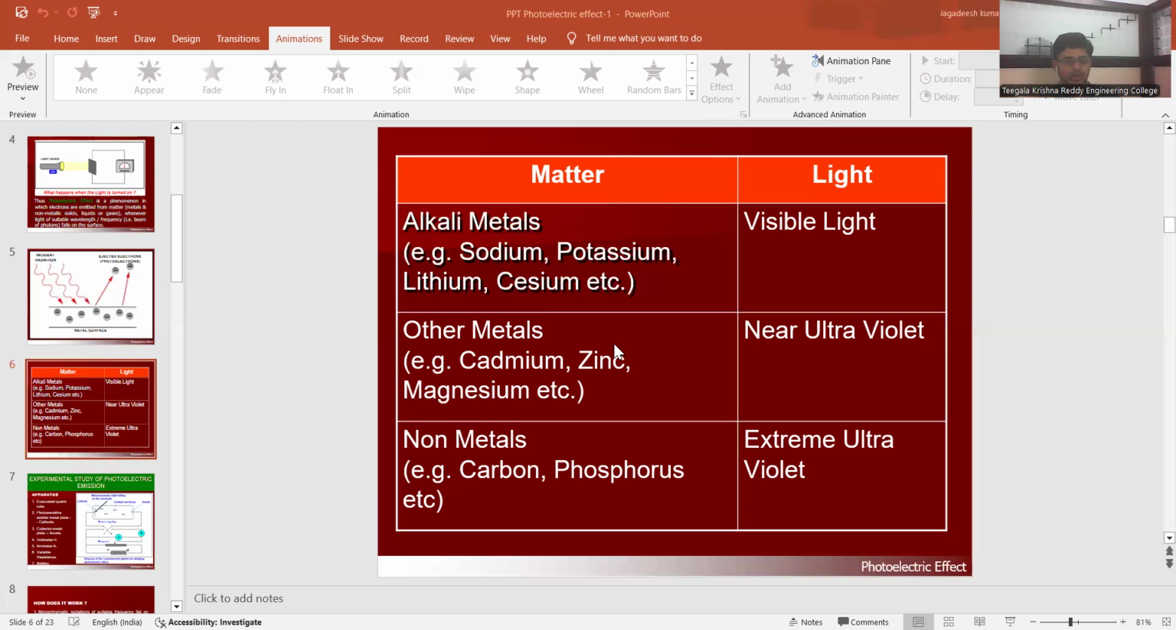Suppose non-metals are used. Non-metals are carbon, phosphorus. At that time, we use extreme ultraviolet light. The extreme ultraviolet light falls on the non-metals. At that time, the electron is emitted, and the energy of the electron is continuous. That depends on the metal used and the light used.